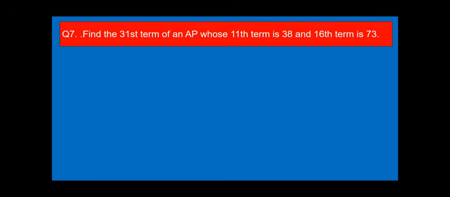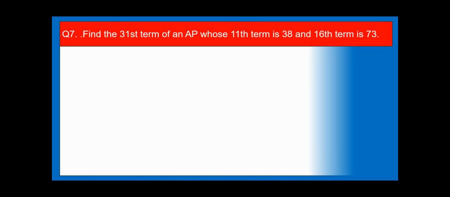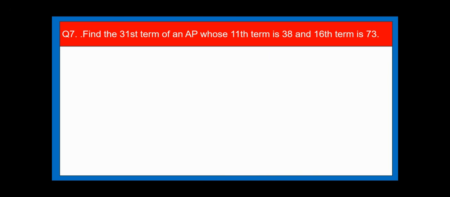We have been given two values. We have the 11th term value, that is a11 is equal to 38, and we have the 16th term value, that is a16 is equal to 73. Now what to find? We have to find the 31st term, that is, you have to find the a31 value. We have been given a11, we have been given a16, and you have to find a31. Good. Now here in this solution, let us write what is given first of all.